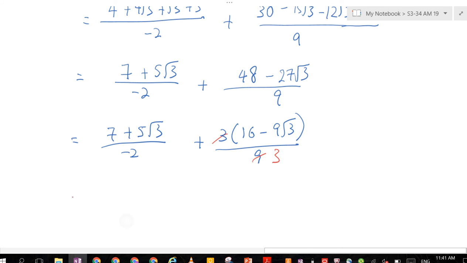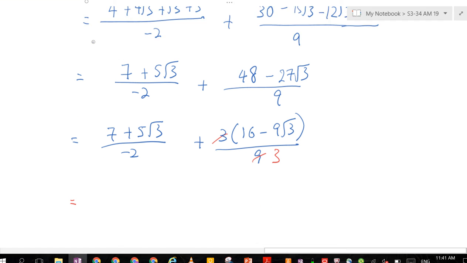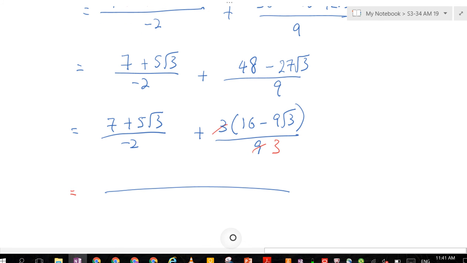Okay, so over here, then I do the fraction again. So what do I do? Whole thing will be what? Over 6 or negative 6? Negative 6. So what do I do to the first one? 3 times 7 plus 5 root 3, right? Second one?